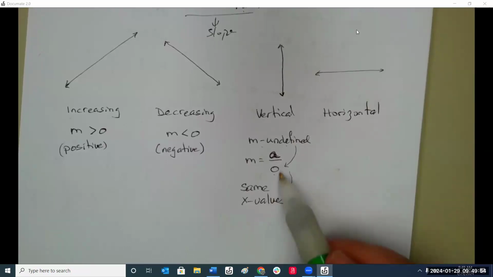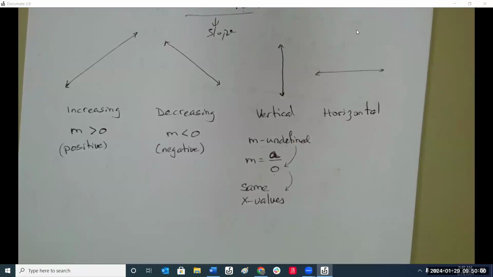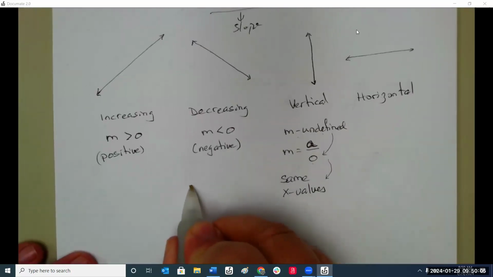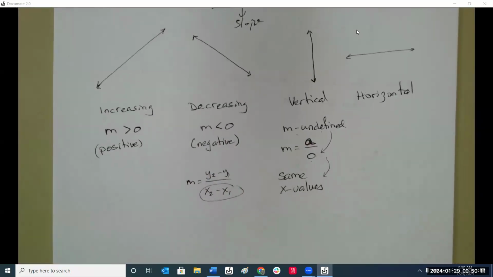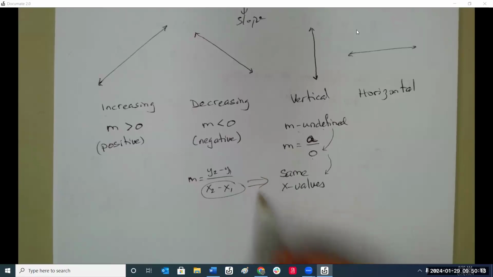Why do the same x's give us zero on the bottom? Very good. What's the formula again? Y2 minus Y1 over X2 minus X1. If they're the same, they cancel each other out. Very good.